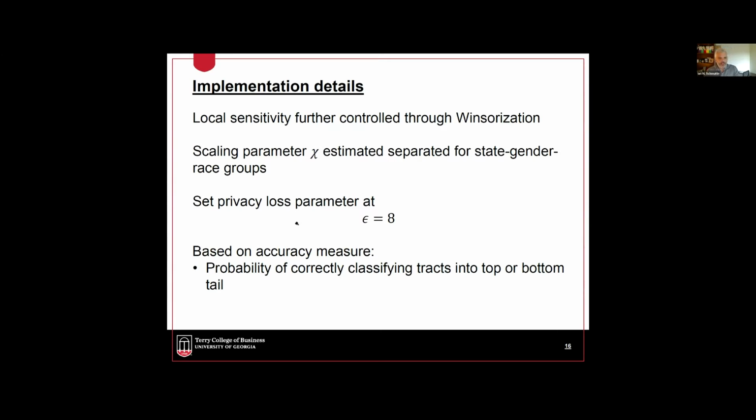One interesting note, though, is that according to the paper, they set the privacy loss parameter at epsilon 8 and argue that this is based on an accuracy measure that was framed in terms of the probability of correctly classifying tracts in either the top or bottom tail in terms of social mobility measures. But they don't get as far into the details of exactly how that process worked as I would like. But this is exactly the problem that is at the heart of the first part of my talk. And so more information about how these privacy loss parameters get set, I think, is important to be discussed.